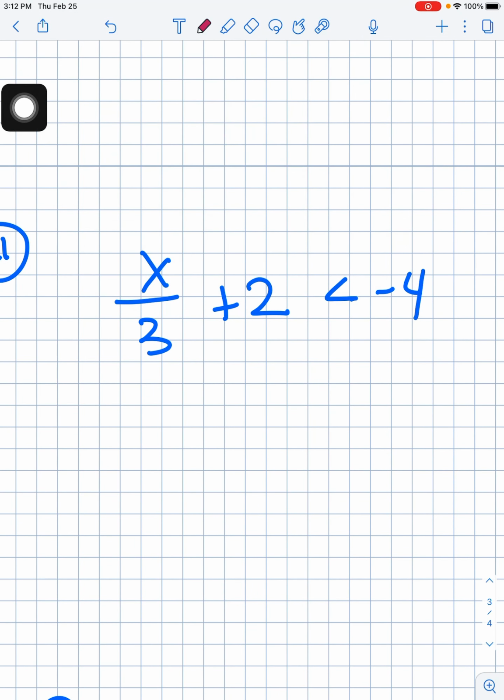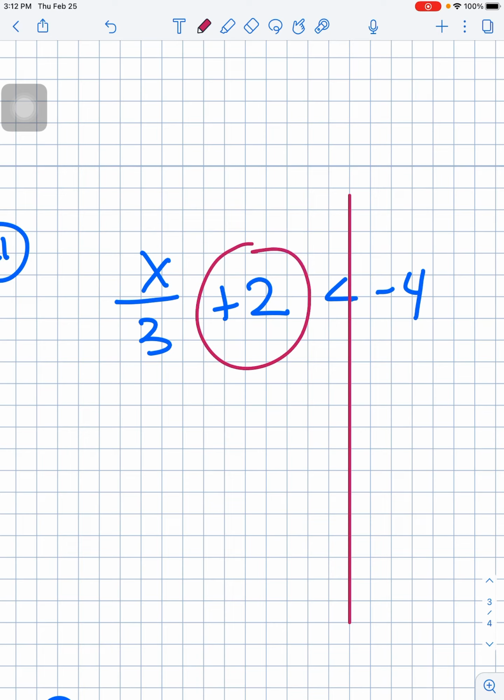11 is a two-step equation. So before I can multiply or divide, I need to get the constants on the same side. So I'm going to take this 2 and move it to the right-hand side so that I can get x by itself. So it's a plus 2. The opposite of adding 2 is to subtract 2 from both sides.